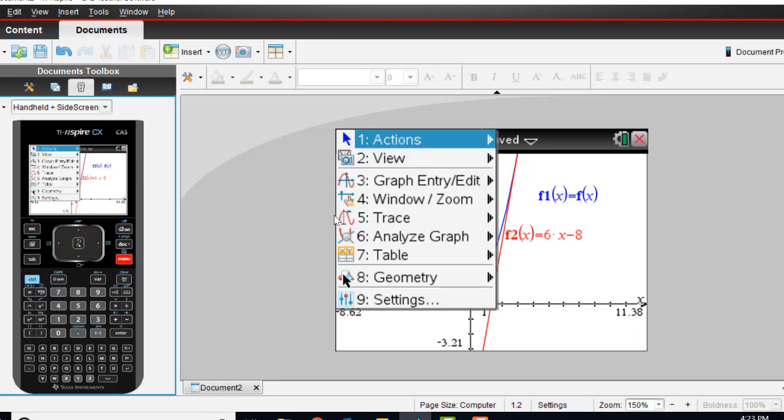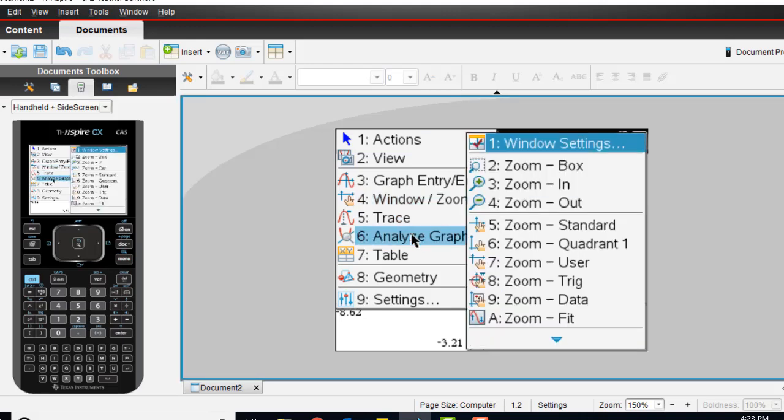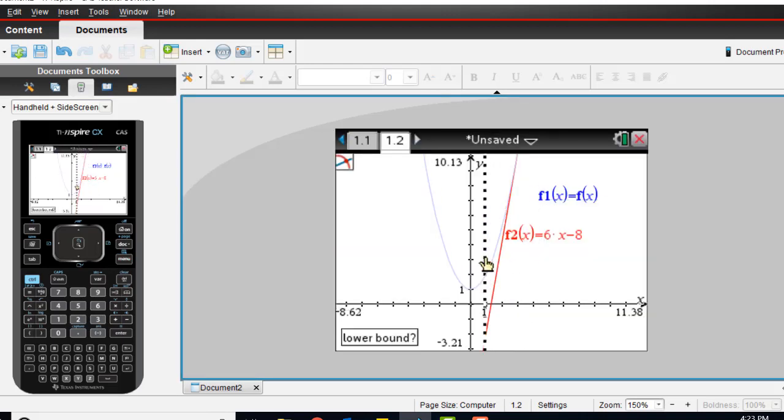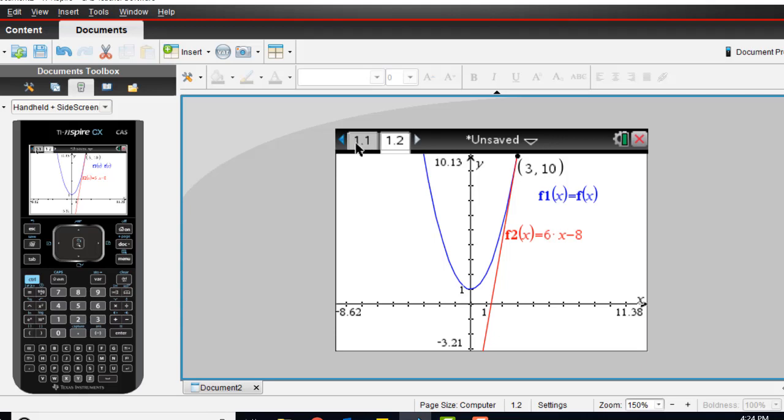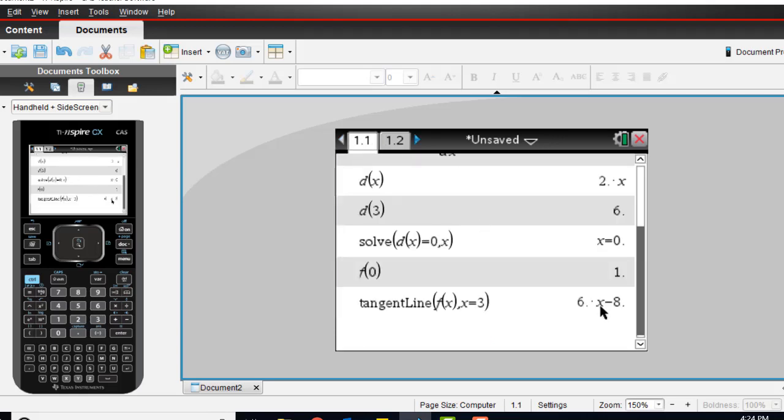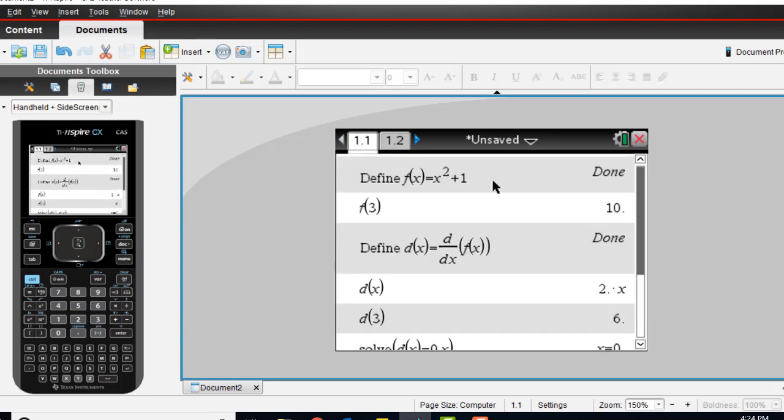Let's just prove it. Menu, Analyze Graph with the intersection between the two. Click to the lower bound, drag across, click. Yeah, so at x equals 3, the two lines touch. And how would you find this y value here? Well, if you chuck it into either the red line or the blue line or the equations, you're going to get a y value of 10. So if you chuck in 3 here, 18 minus 8 is 10, or also into the original function, if you chuck in 3 here, you get 3 squared plus 1 is 10.